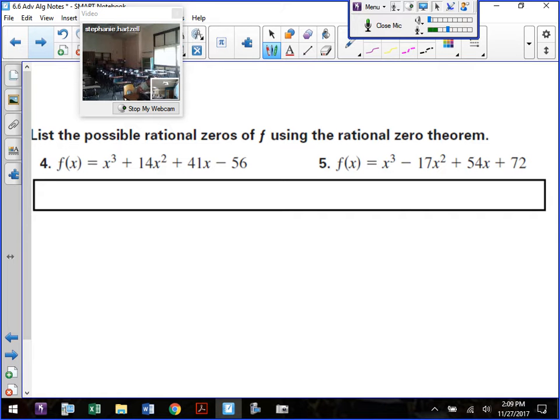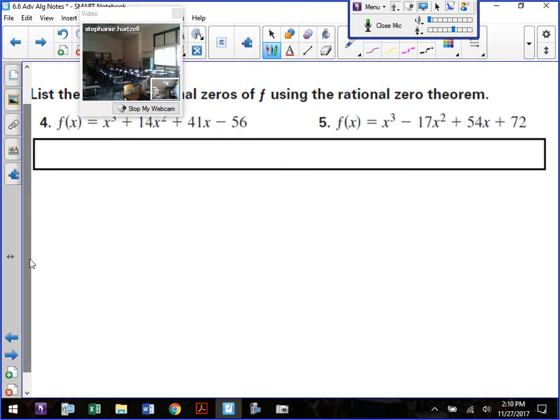I'll show you in a minute what happens when you don't write this out. It's pretty easy. It's just an exercise. So here, the first one, you have to look at all the factors of 56 divided by all your factors of 1.